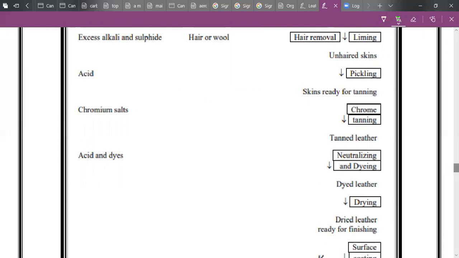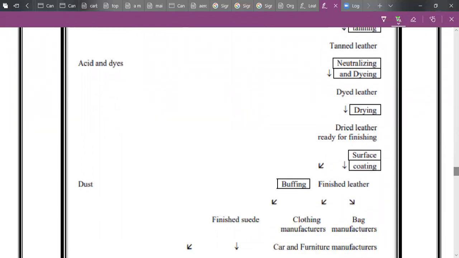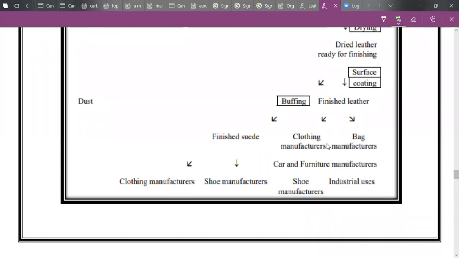After that, we do the drying. After drying, the leather is ready for finishing. And in finishing the process, we can convert it into clothing, bags, car and furniture upholstery, and also shoes. So these are the processes through which we can convert the skin of animals or hide into the leather, and a few wastes are also released from the leather industry.